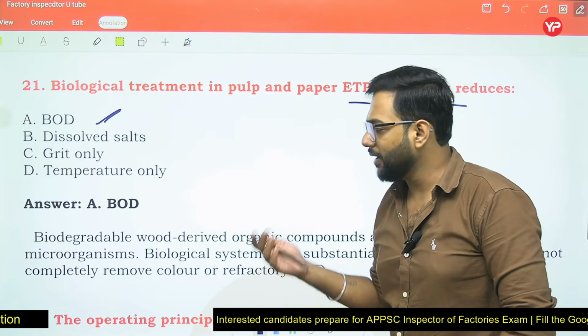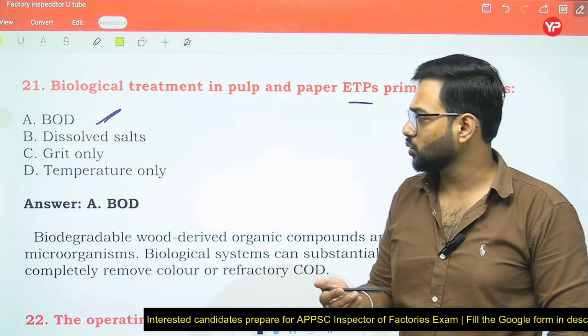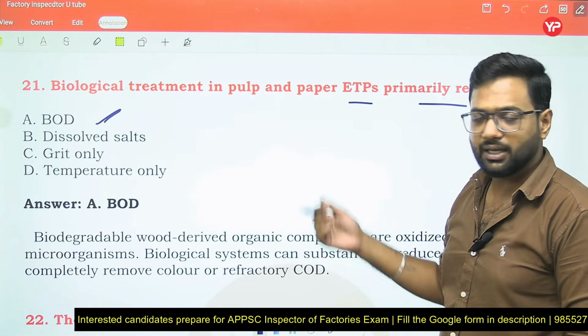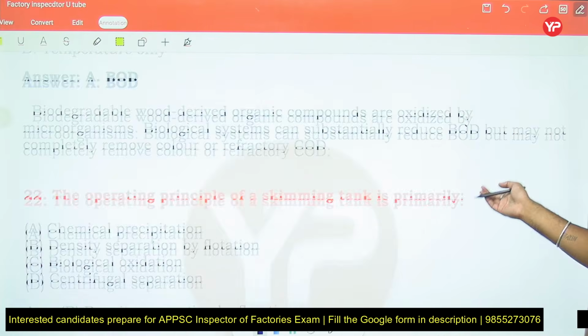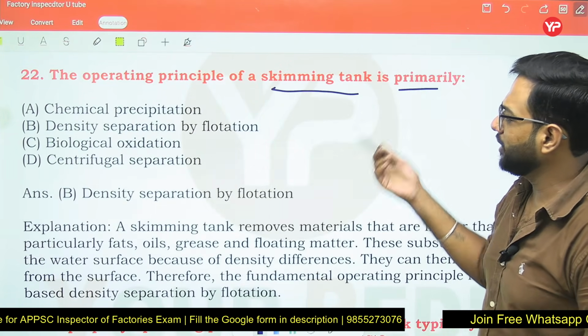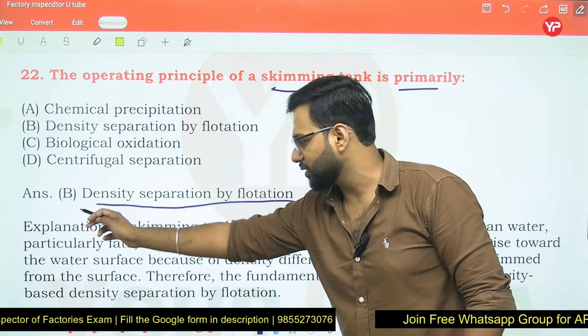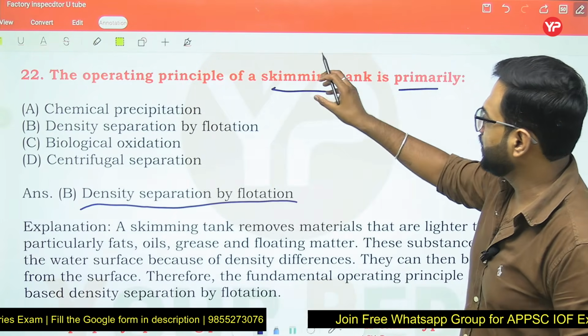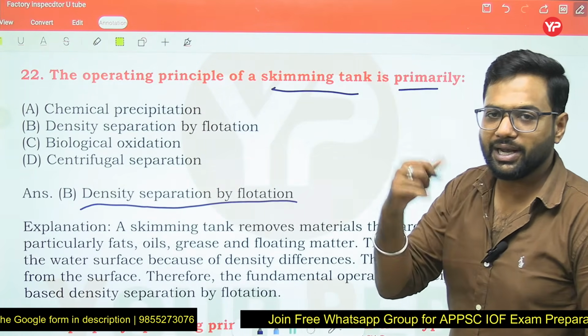So grit removal, heavy suspended solids, oil and grease particles also we remove in the preliminary treatment. The operating principle of a skimming tank. This skimming tank, what is the operating principle? That is density separation by flotation. As I told you right now, this skimming tank is used for the removal of oil and grease particles.